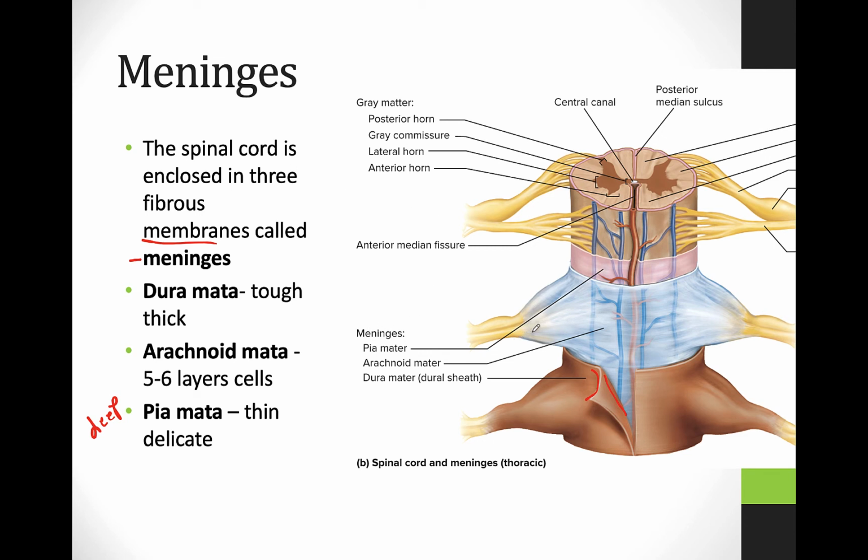Beneath the dura mater is the arachnoid mater, and so this is about 5 to 6 layers of cells. It adheres to the inside of the dura mater, but there is a space between the arachnoid mater and the deepest layer, which is called the pia mater. The pia mater is here in pink, and this is going to adhere tightly to the actual spinal cord. It even follows the contour, so you can see that it's kind of going over and under with the spinal cord, and it goes deep down into these sulci.